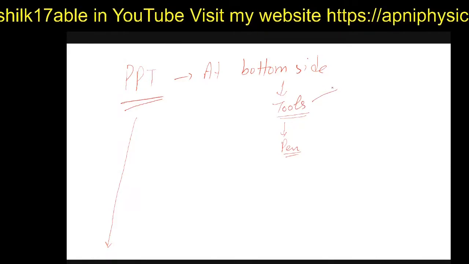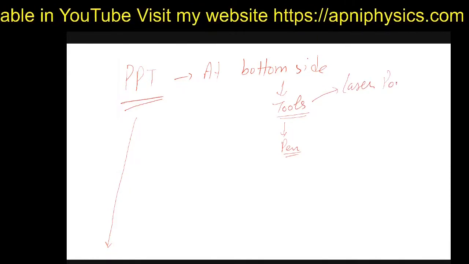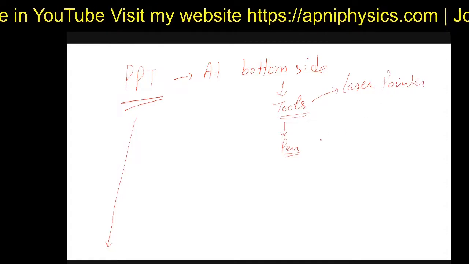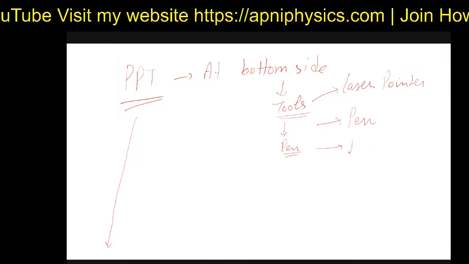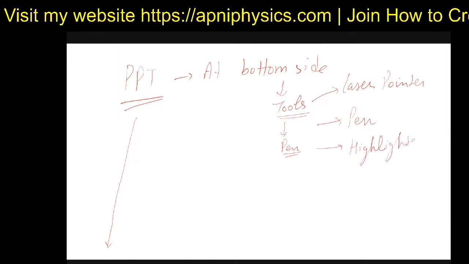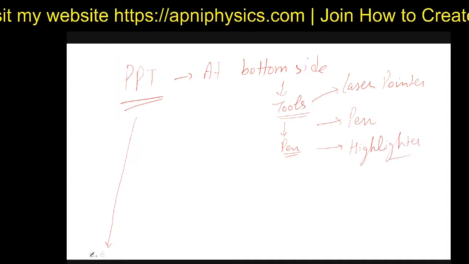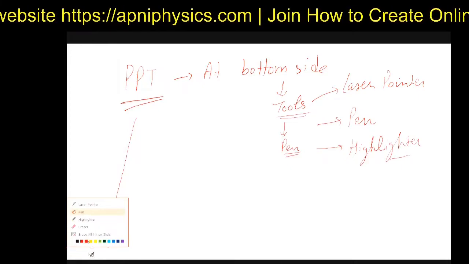So the first tool is the laser pointer, and then after that you can select the pen. You can select the highlighter from here, but the highlighter is not required. So you use this pen and select the color from here.